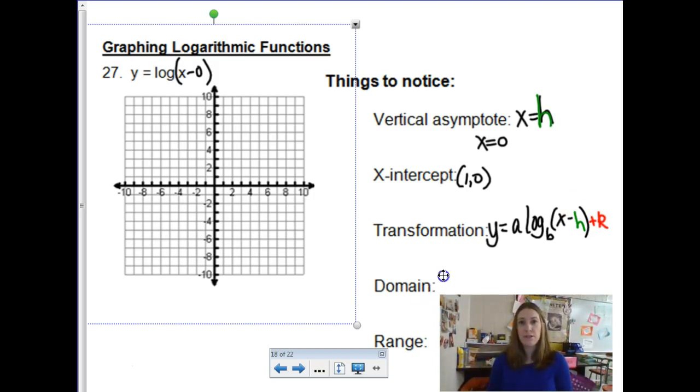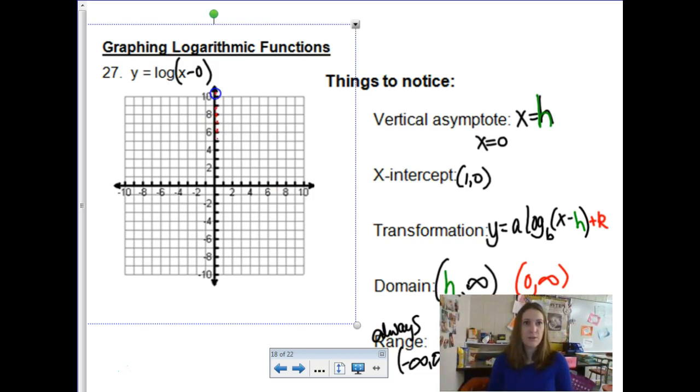The domain is going to be from your vertical asymptote to infinity. So for us, it's going to be located at the h value, because that's going to move the vertical asymptote to infinity. So for this particular example that we're going to graph right here, it's going to go from 0 to infinity. And the range goes from negative infinity to infinity, and that's going to be always this time, right? Just like the domain for exponentials was always negative infinity to infinity, here the range is always negative infinity to infinity.